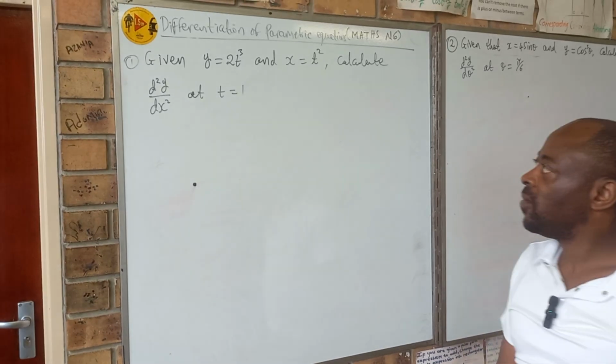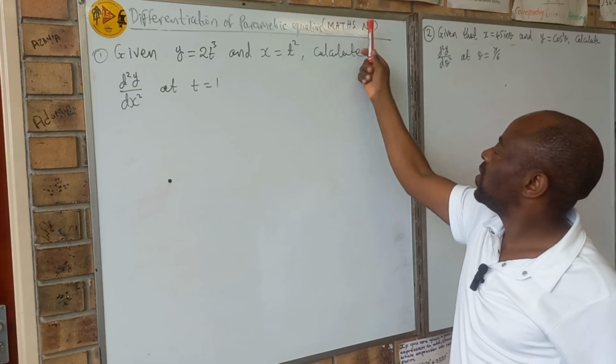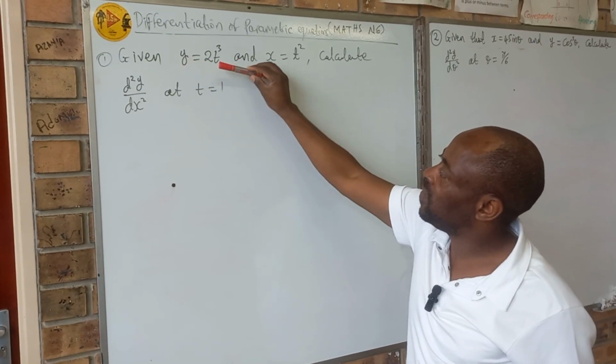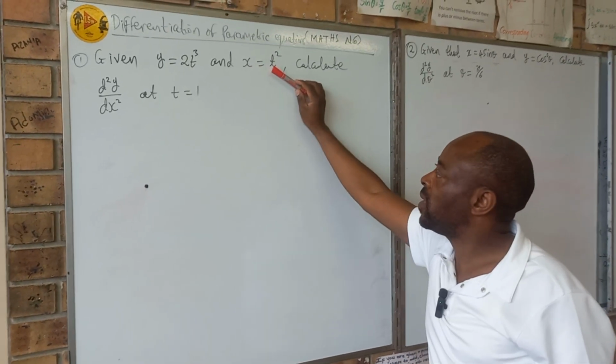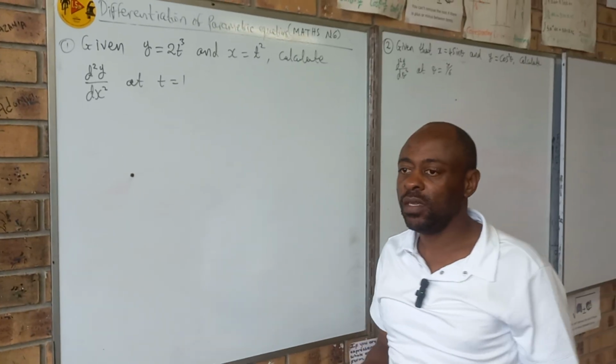Okay guys, today we are looking at differentiation of parametric equations in Math N6. So when we talk of parametrics, you see that y is defined in terms of the parameter t, x is also defined in terms of that parameter. So our target is to calculate the second derivative at t equal to 1.